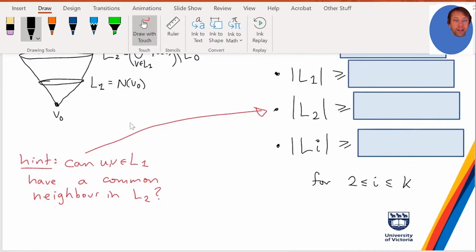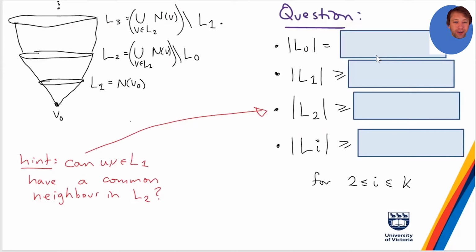How big is L0? Putting this one to the audience. Maybe a silly question. 1. Okay, good. How big is L1? I want a lower bound, not an exact number, but a lower bound on L1. Yep, because that's what I got for the minimum degree. And now what about L2? Something like that, yeah, probably.